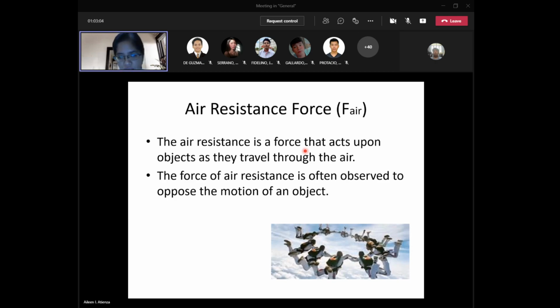experiencing air force. For example, skydiving, ma'am. Okay. They float on air because of the air resistance. Otherwise, they would keep falling continuously. It would be a free fall. So when you have the free fall, we are not incorporating the effect of the air resistance. Okay? So the force of air resistance is often observed to oppose the motion of an object.